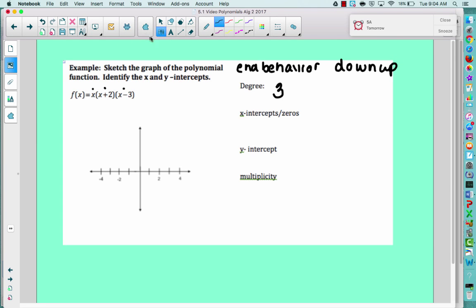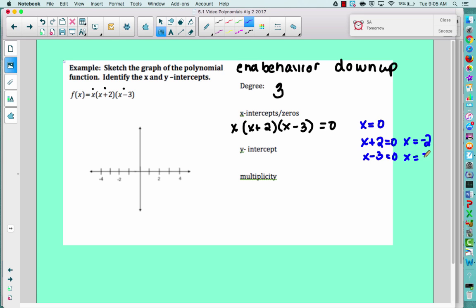Now, I find my x-intercepts by setting the factors equal to 0, right? So I take x, x plus 2, and x minus 3. I set each equal to 0, and I solve. So I get an x-intercept of x equals 0. So x plus 2 equals 0, so x equals -2. And x minus 3 equals 0, so x equals 3. So there's my x-intercepts. All right, so I'm going to plot those. So I have one at 0, I have one at -2, and I have one at 3.